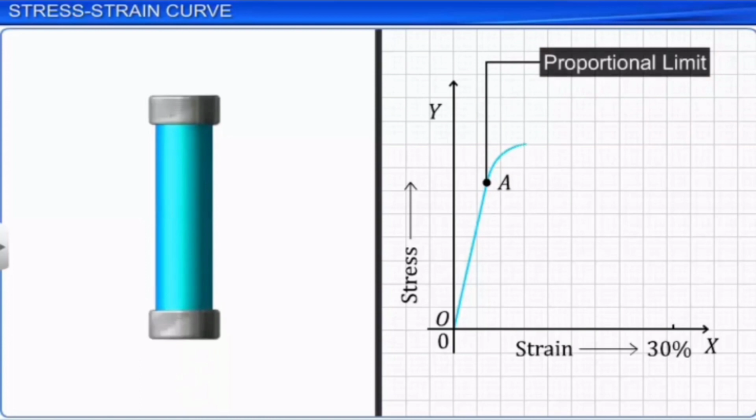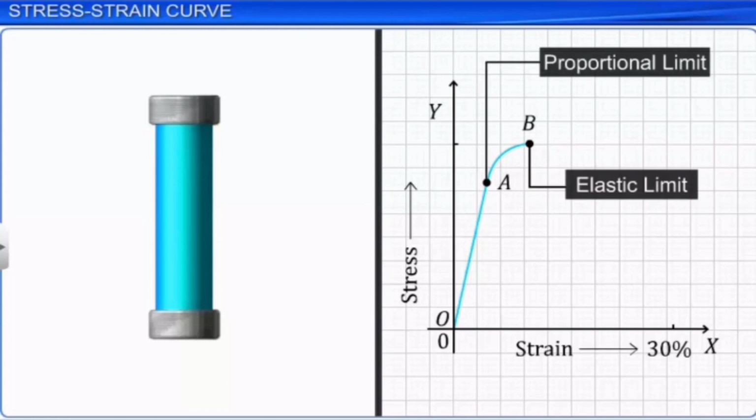Point B on the graph is called the elastic limit. The stress corresponding to the elastic limit is the maximum stress the substance can withstand without any residual strain when the load is removed. Beyond the elastic limit B, the strain increases at a faster rate than stress, shown on the graph between points B and D. Even if the load is removed, the substance does not completely regain its original size. The deformation is now called plastic deformation.